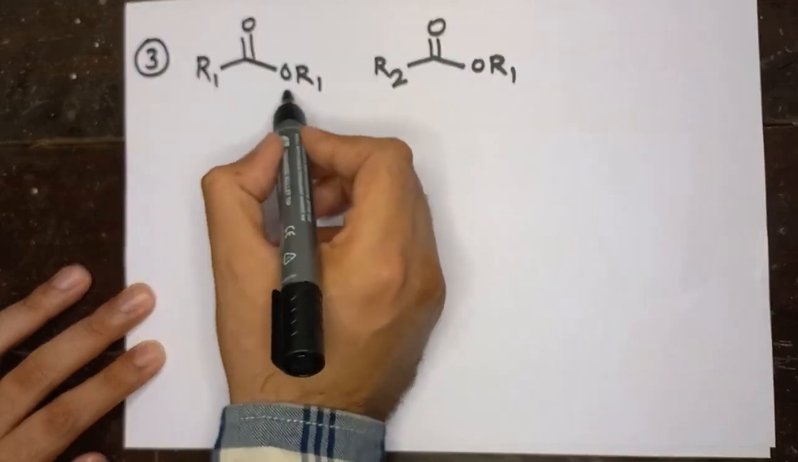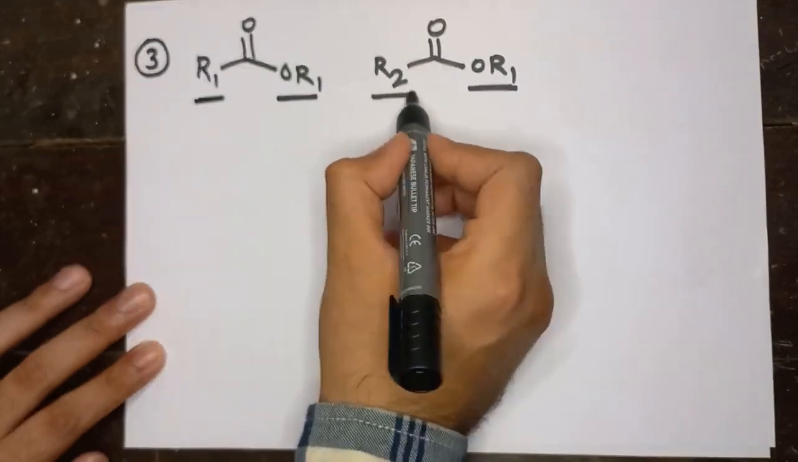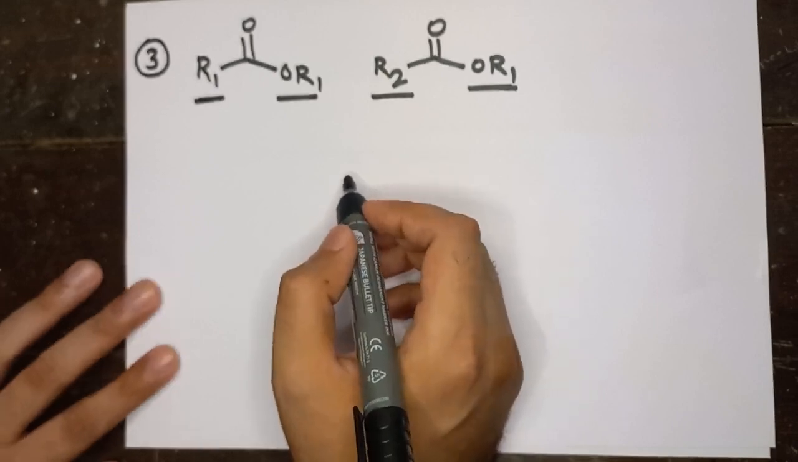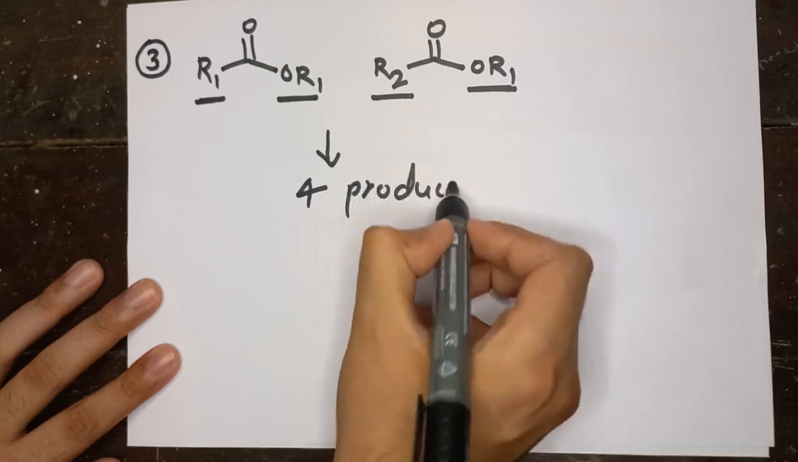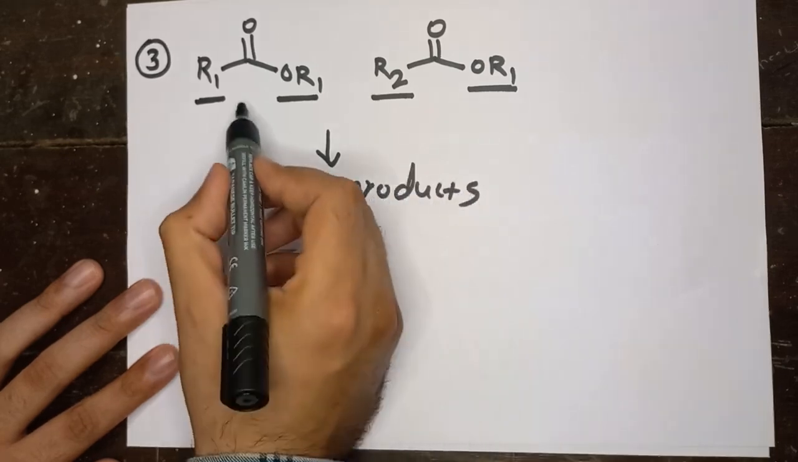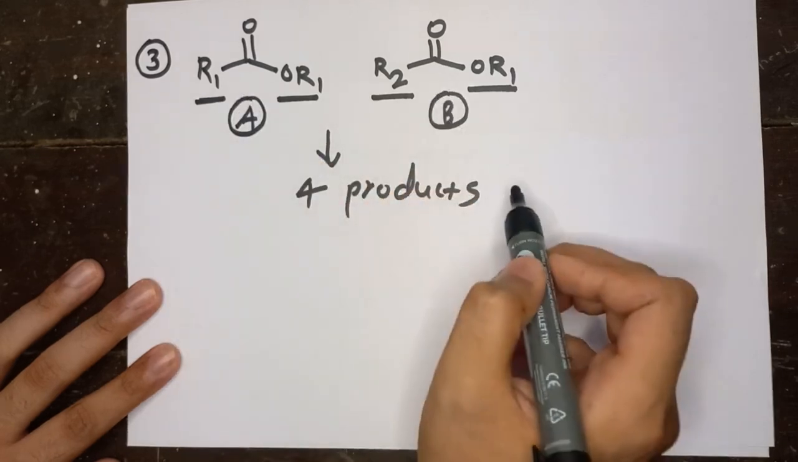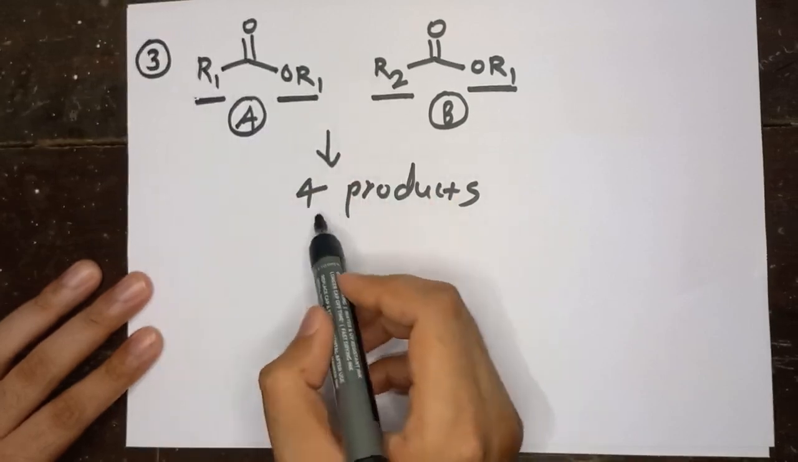Where we have the same alkoxy group but different R group. So in this type of reaction, we get a total of 4 products. Okay, so let me write this molecule as A and this molecule as B. So when we have 2 different R groups, we get 4 products.